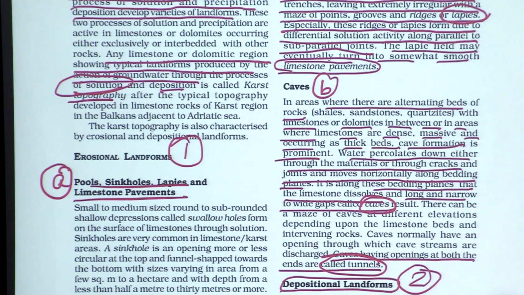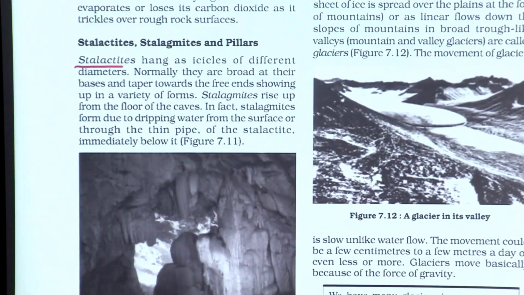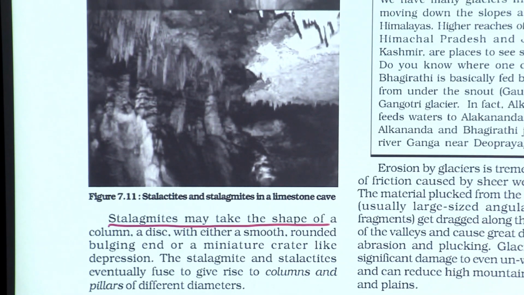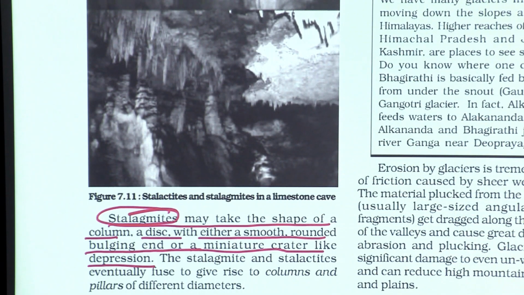What is depositional feature? Depositional features include stalactites hang, stalagmite rise up. The stalagmite forms due to dripping water from the surface or through the thin pipe of the stalactite immediately below it. Stalagmite may take shape of a column, a disc, or either a smooth rounded bulge end or a miniature crater-like depression. Why depression? Because it is from ground.